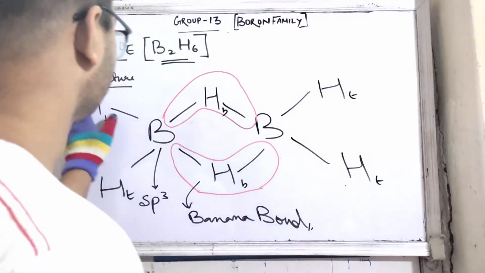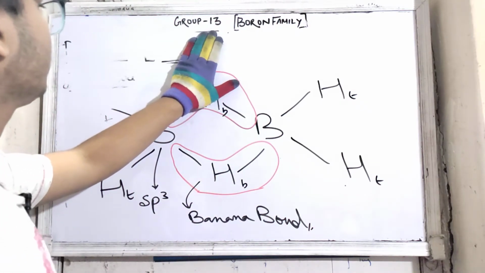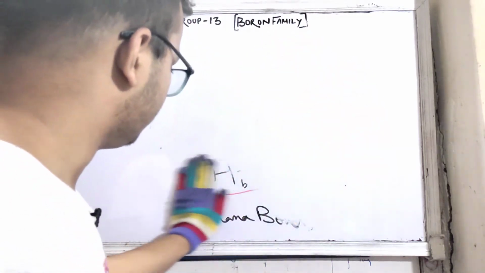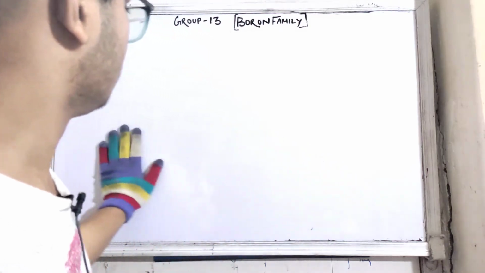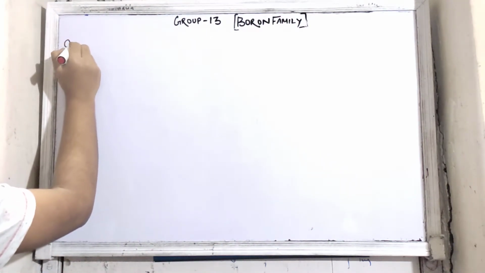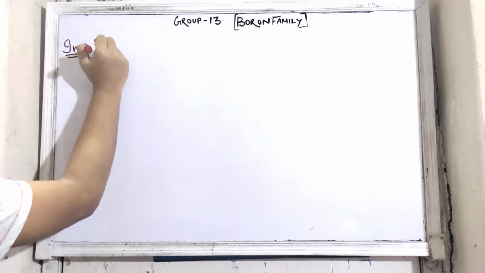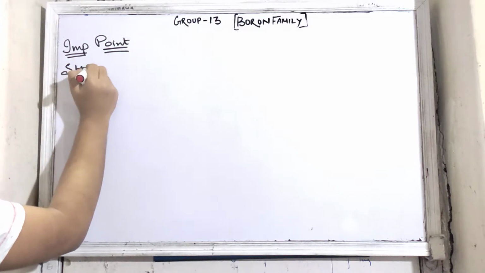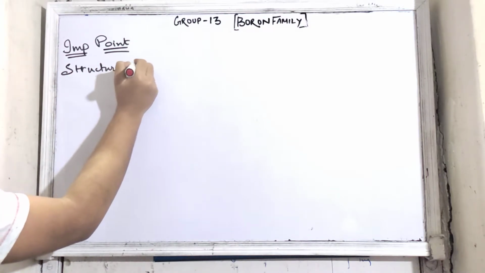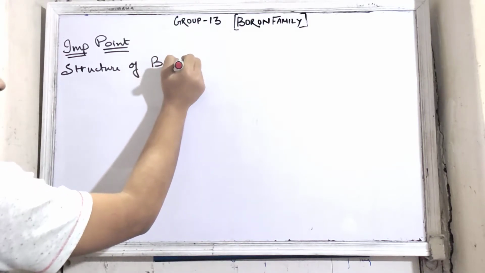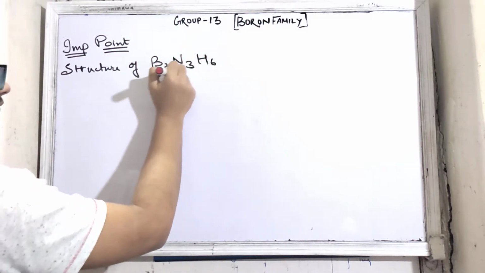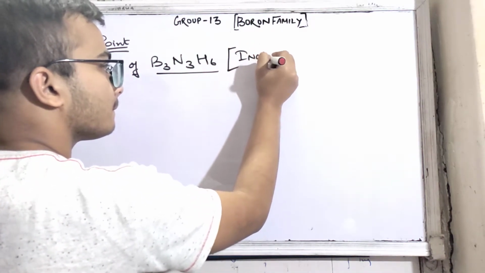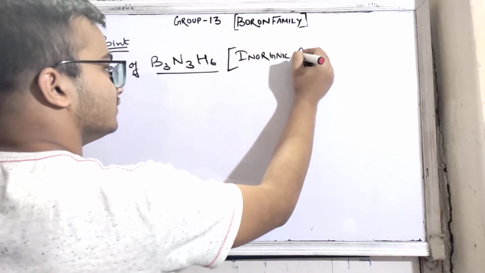Okay, let's erase this. Now we are towards the end of this lecture, so give the heading important points. First is the structure of B3N3H6, which I have mentioned. It is inorganic benzene.